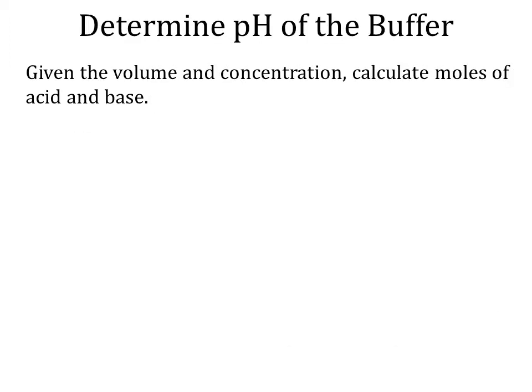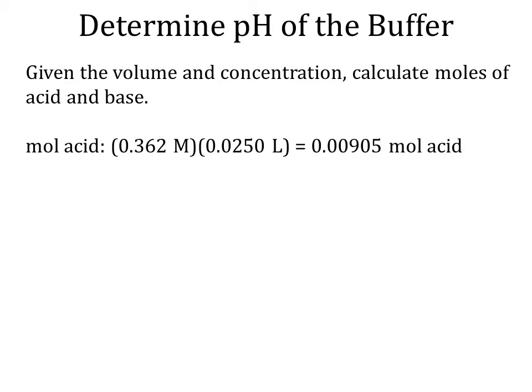First, to determine the pH of the buffer, we must calculate the moles of acid and base, given the volume and concentration of both the acid and the conjugate base. The moles of acid are equal to 0.362 molar times 0.0250 liters. These quantities were given initially in the problem. The number of moles of acid is then 0.00905.